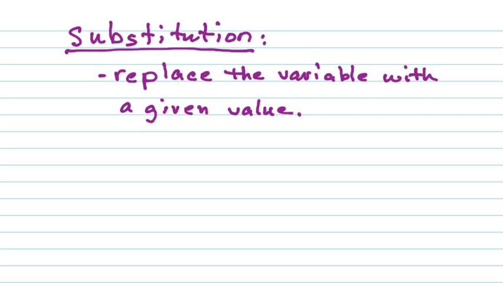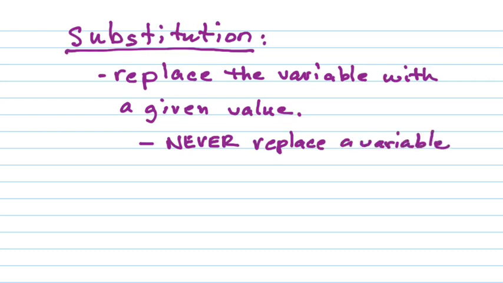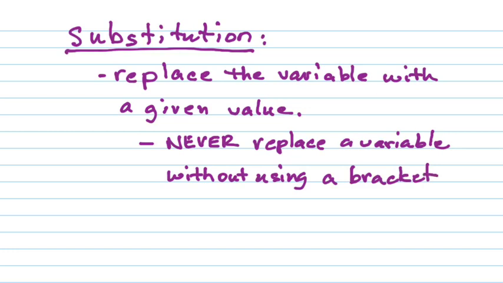Always, and you need to do it always, because you need to keep the operations true. You never replace a variable without using a bracket. So go ahead and write that down, and then I'll show you what I mean. Never replace a variable without using a bracket. So don't do any substitution without including a bracket. The reason is you have to keep the operation true. It has to still say the same thing after you've replaced it.